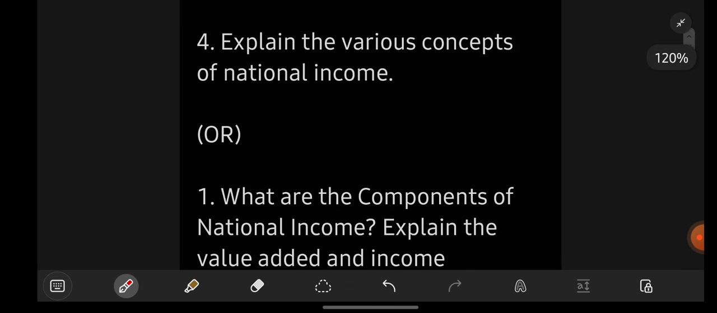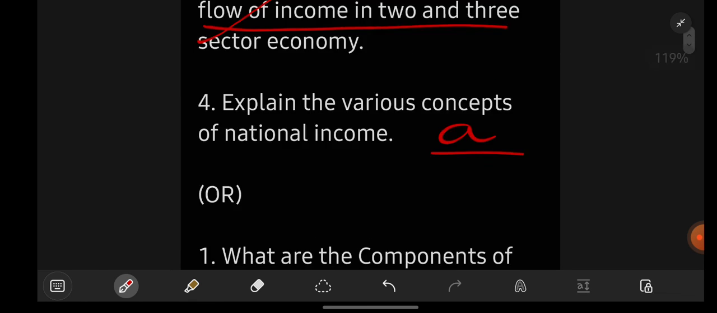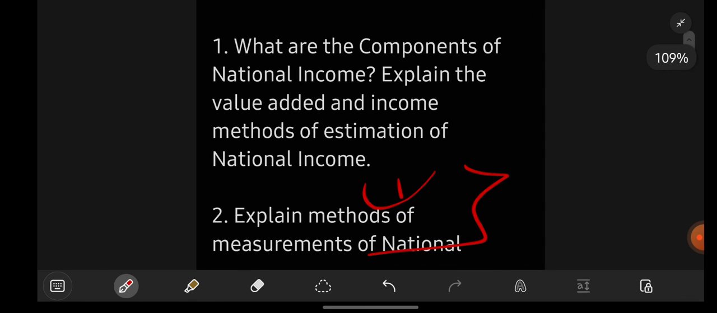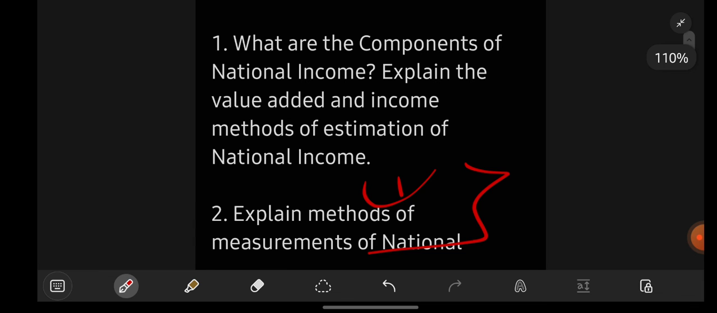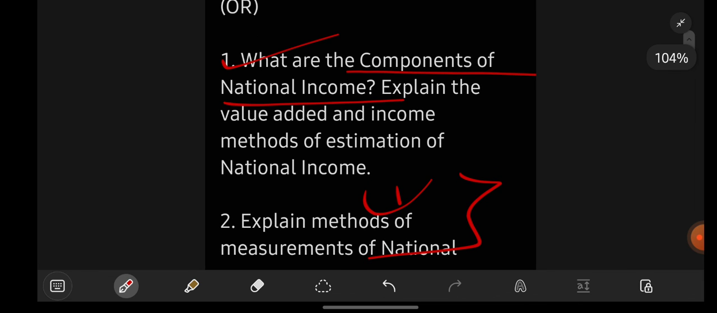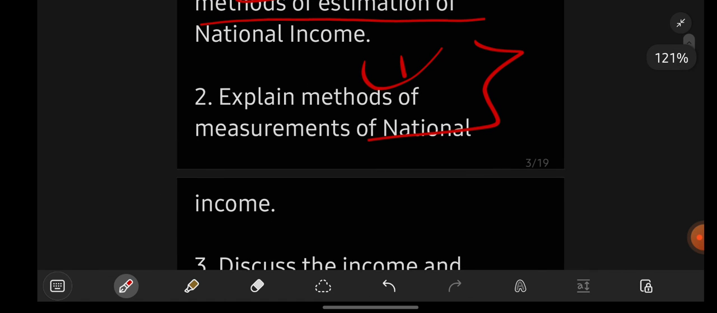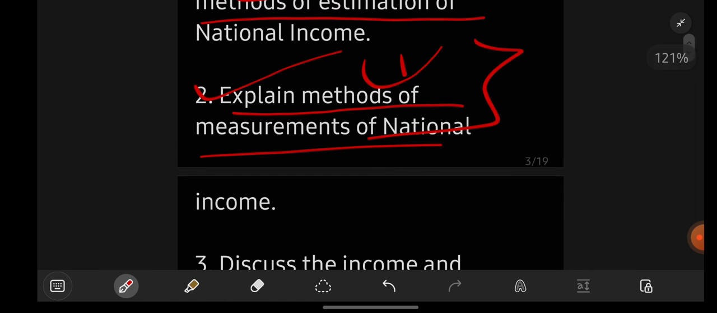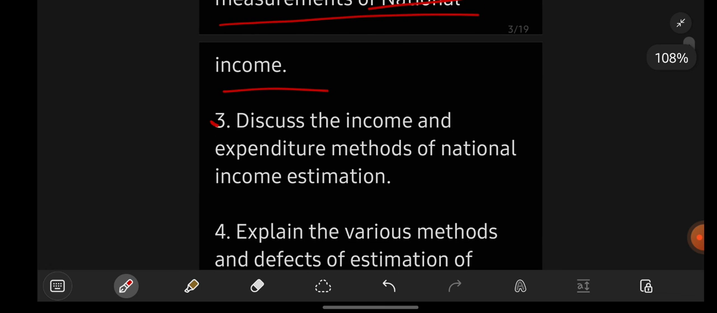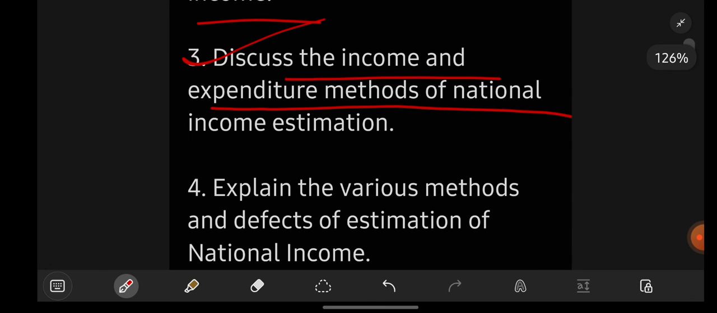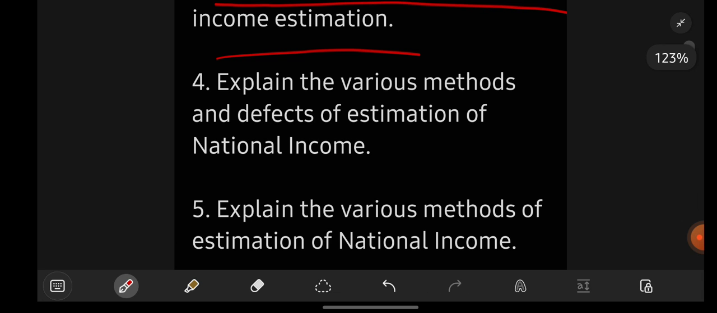Okay, so if you want to attempt A, those were the 4 questions whatever I have given you. Then down, if you want to attempt B, see what are the components of national income, explain the value added income methods of estimation of national income. Then we have explain methods of measurements of national income, discuss the income and expenditure methods of national income estimation.